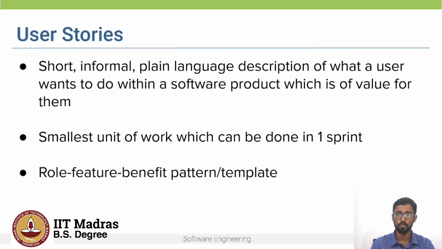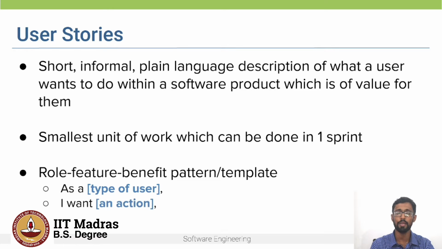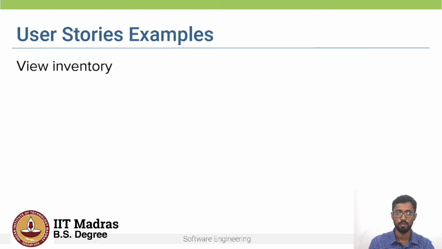User stories follow a particular pattern or template, which is known as the role, feature, benefit pattern, which states that as a particular type of user, I want a particular action so that it provides a particular value or benefit to the user. So let's look at some examples.